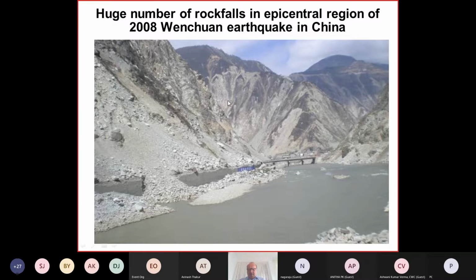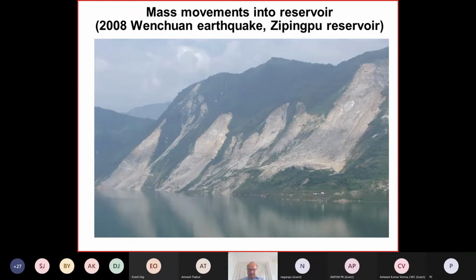Now, okay, for the Wenchuan one, as I mentioned already, there is this epicentral region. There is a huge number of rockfalls. Basically, I don't know who is able to count them. But it is a big area, I think more than 1,000 square kilometers, which were affected by that.